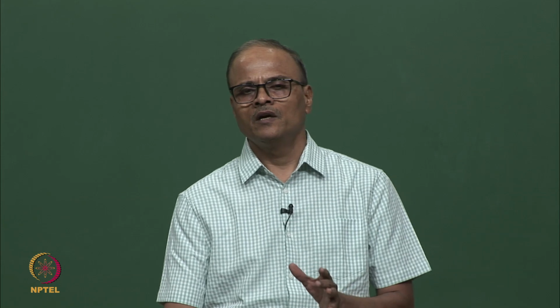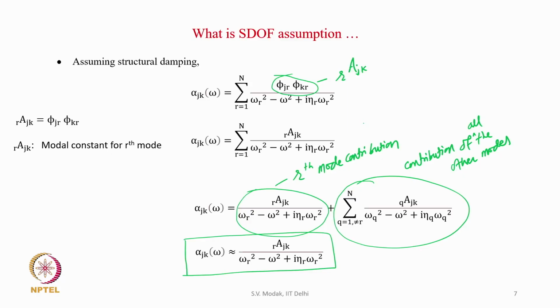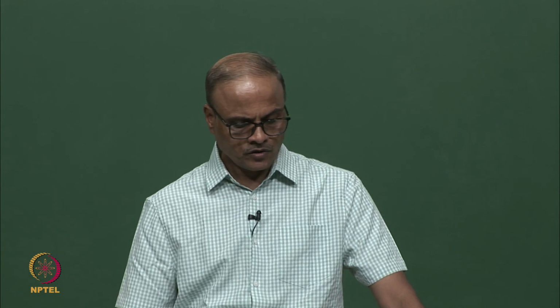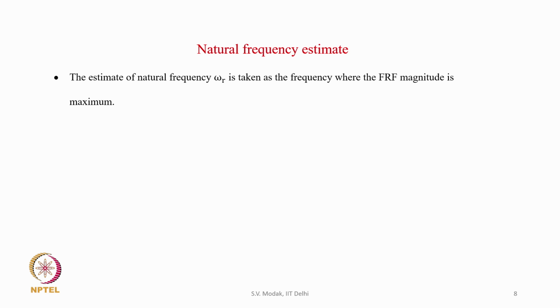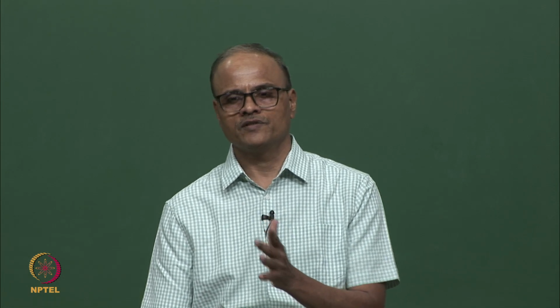Therefore, the conclusion is that the FRF which we have measured, we are going to fit this simplified or approximate expression to it. We are going to fit this expression to the narrow frequency band around the rth peak in the measured FRF. Now, how do you determine the natural frequency? The estimate of natural frequency omega r is taken as the frequency where the FRF magnitude is maximum. Therefore, wherever the FRF magnitude is maximum, the natural frequency corresponds to that frequency.